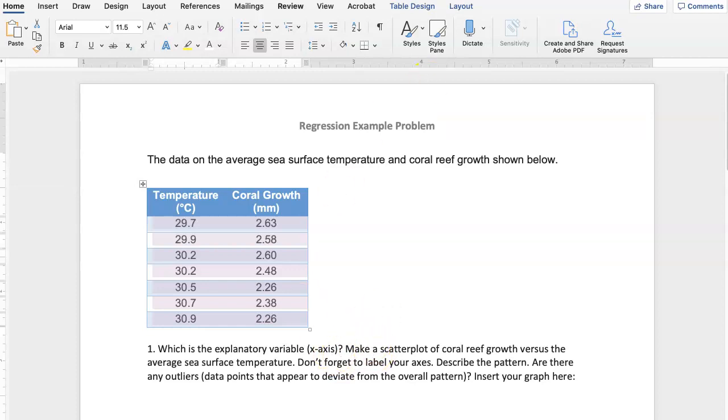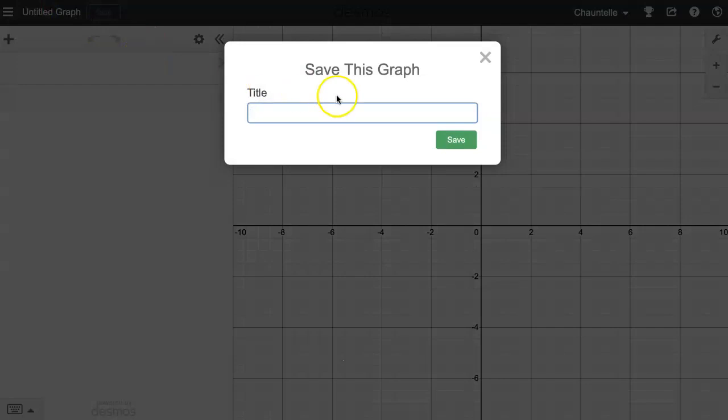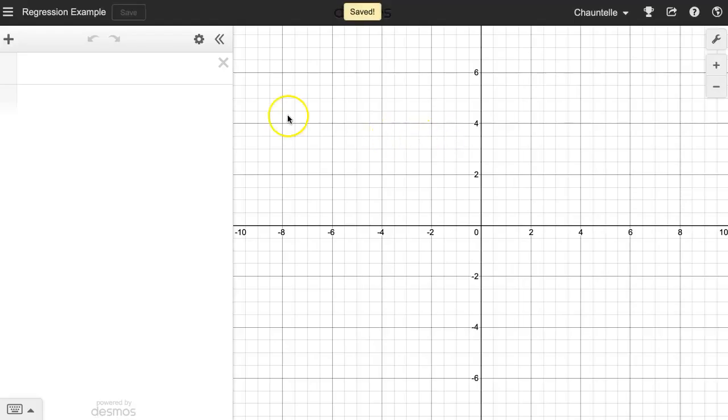And then I'm going to go into a Desmos file. So just open a new file, make sure you've signed in. If you look over here, you can see that I'm signed in because my name is showing. It's also a good idea to go ahead and create a title for your graph so that it saves it. So I'm going to say Regression Example and save that.